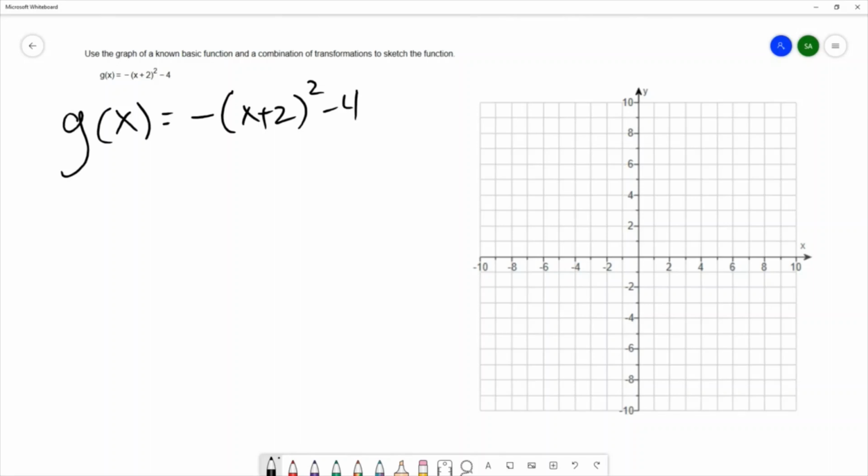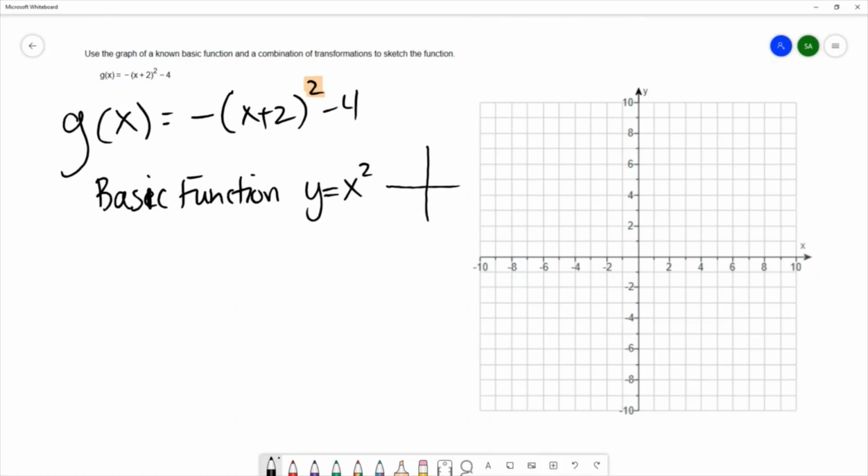So we want to figure out what the basic function is first, and we have a clue right here. Our clue is this squared. So our basic function is y equals x squared, and we know the graph of that is a parabola where the vertex is at (0, 0). And then we have a bunch of transformations that are occurring for this function.